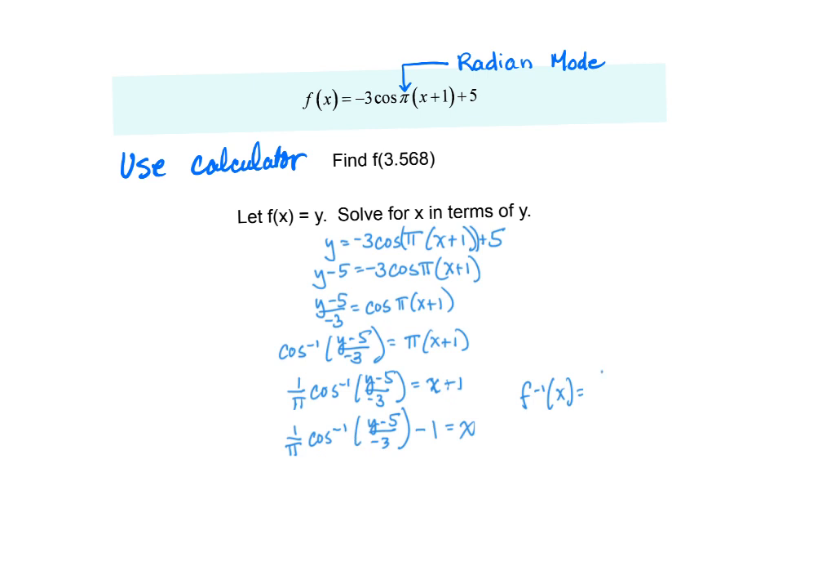So that would be 1 over pi inverse cosine of x minus 5 over negative 3 minus 1. This is my inverse function.